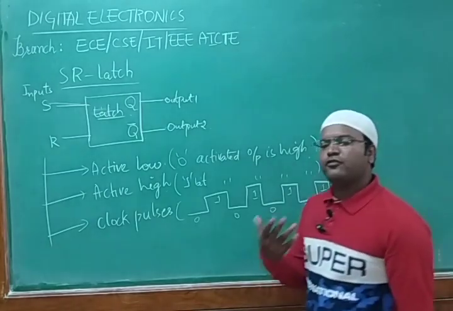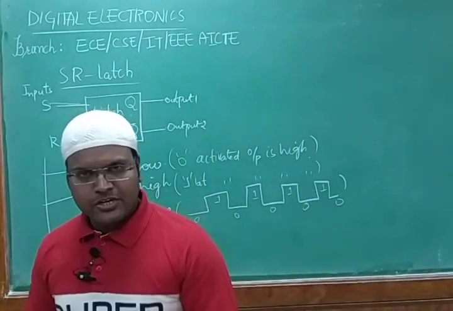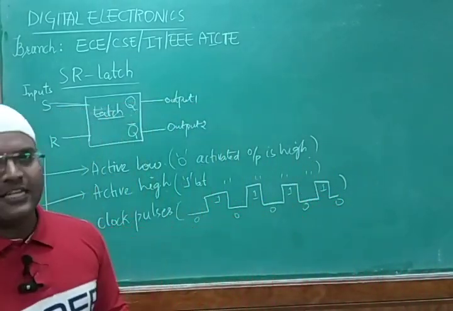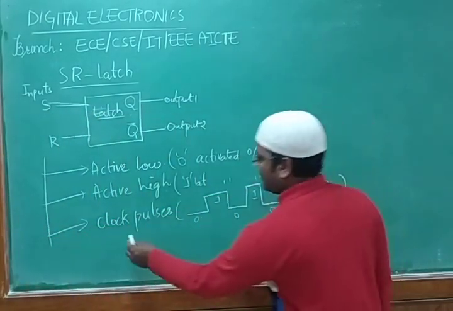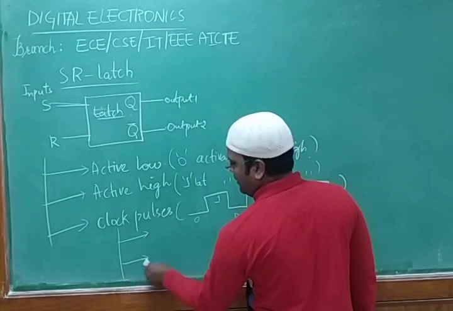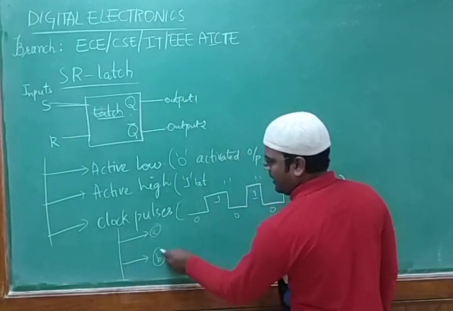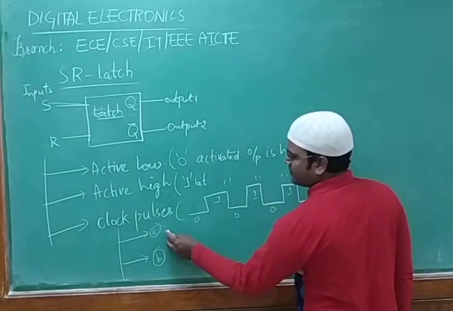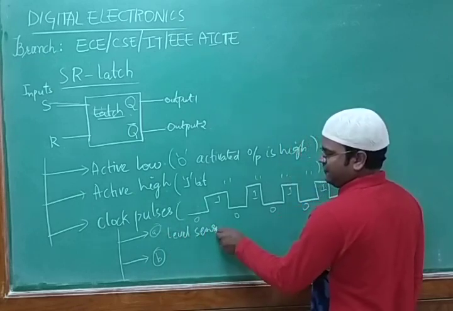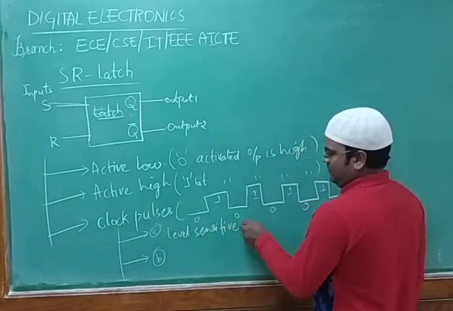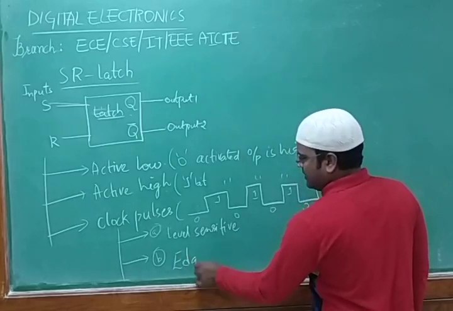Likewise, we are going to give a chain of bits, zeros and ones, that is called clock pulse. Again, clock pulses are of 2 types. Edge triggered and next is level sensitive. That means this depends upon 2 concepts. Clock pulses are of how many types, students? Again, it is divided into 2 parts, A and B. One is called level sensitive. Next is edge triggered.